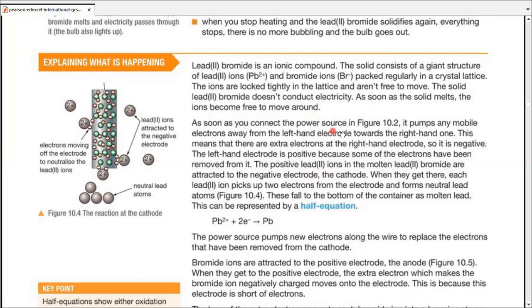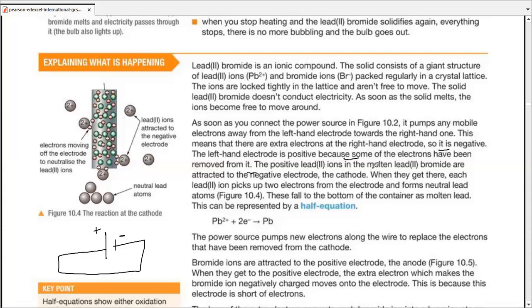Now, in any power source, when you connect to it, it pumps mobile electrons always from the left-hand electrode towards the right-hand one. This means there are extra electrons at the right-hand side. That's why it's negative. So what we say when we talk about a battery, the battery has extra electrons on the negative side, and it pumps those electrons from the negative side all the way to the positive side. That's what happens over here in any battery. The left-hand side is positive because some of the electrons have already been removed from it.